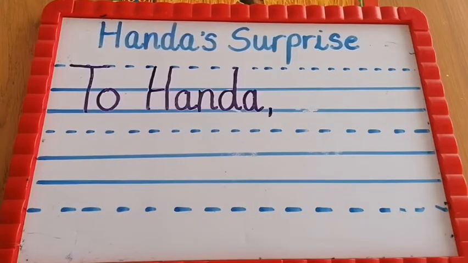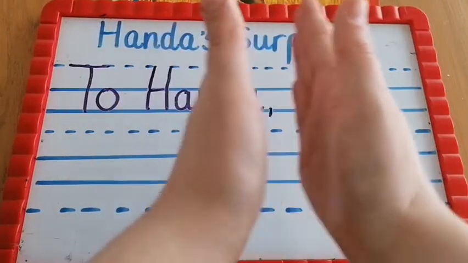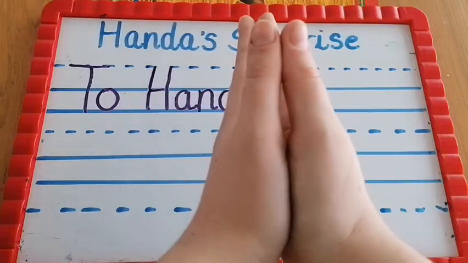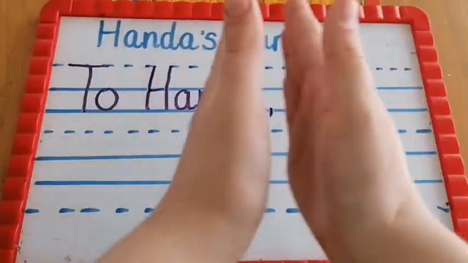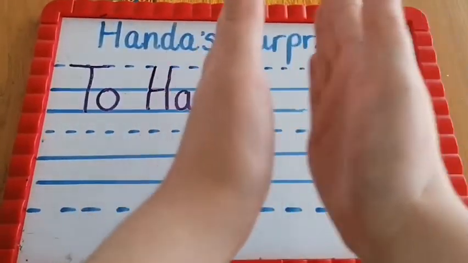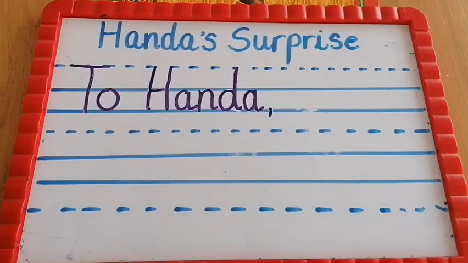Now let's write the rest of our sentence. We're going to write, thank you for the fruit. Let's clap it again. Thank you for the fruit. Thank. Thank is our first word. What sounds can you hear? Thank. Our first sound is th. Th is made with a t and a h. It's a digraph. 2 letters, 1 sound.